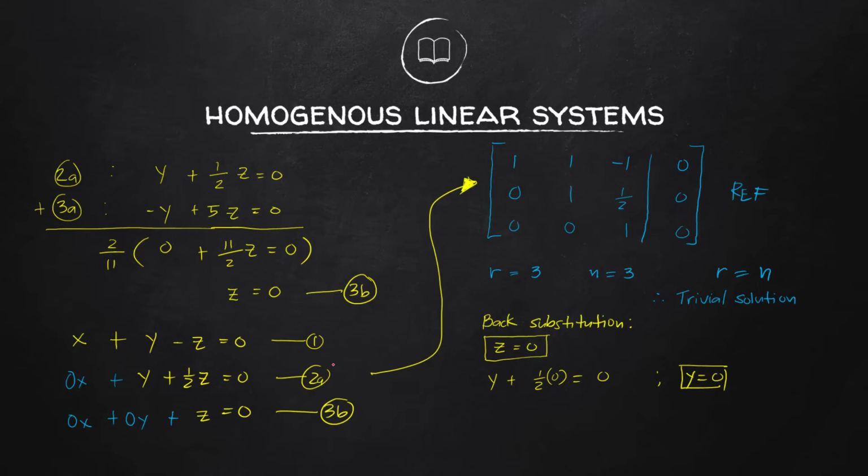For the value of x, we can use equation 1. That would be x plus y, but y is equal to 0, and minus z, which is also equal to 0. That would be equal to 0. We have the value of x also 0. And through with the condition here, we have a trivial solution for the homogeneous linear equation.